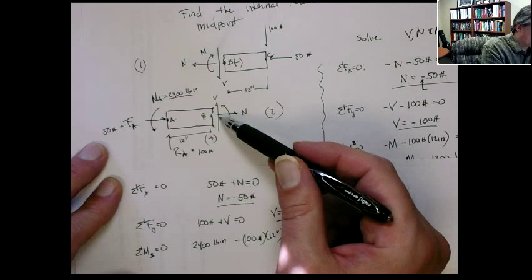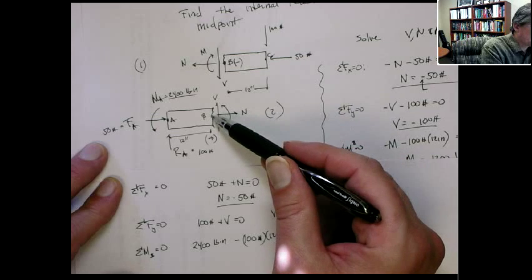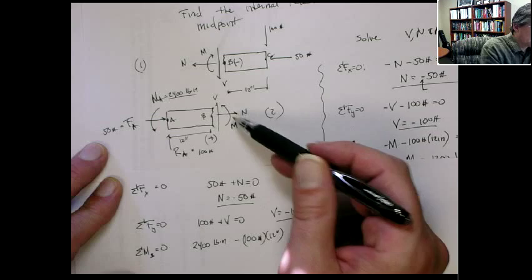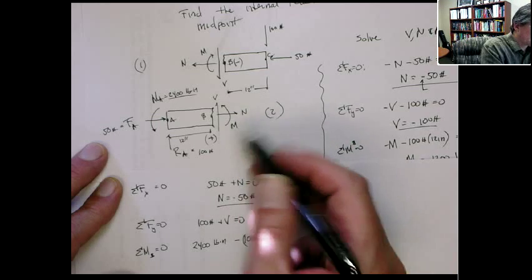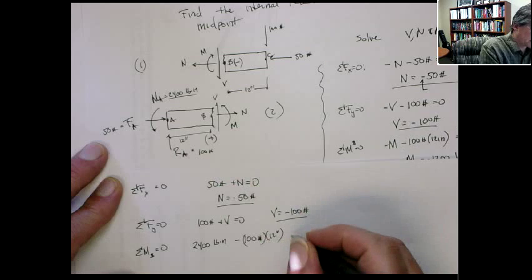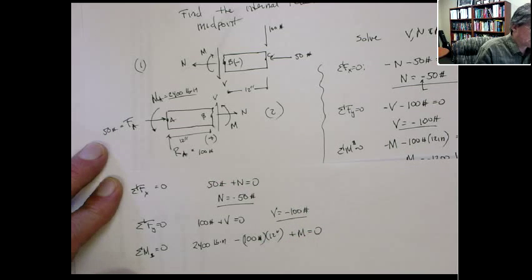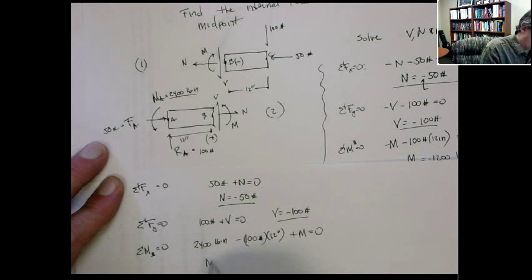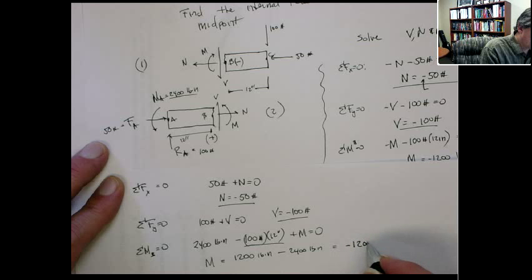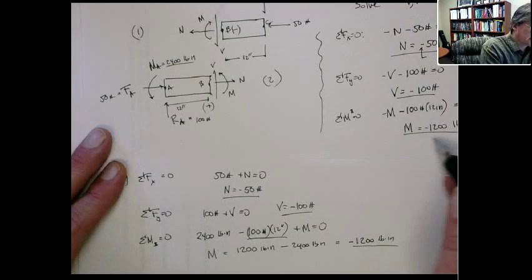And now what else do we have? V has no moment arm with respect to B. It goes through it. Likewise N. And now we just have M, which is a positive moment. So plus M equals 0. Now solving for M, we get that M equals 1,200 pound inches, that's for this term, minus 2,400 pound inches, that's this term, and that's equal to minus 1,200 pound inches. So again, same exact value.